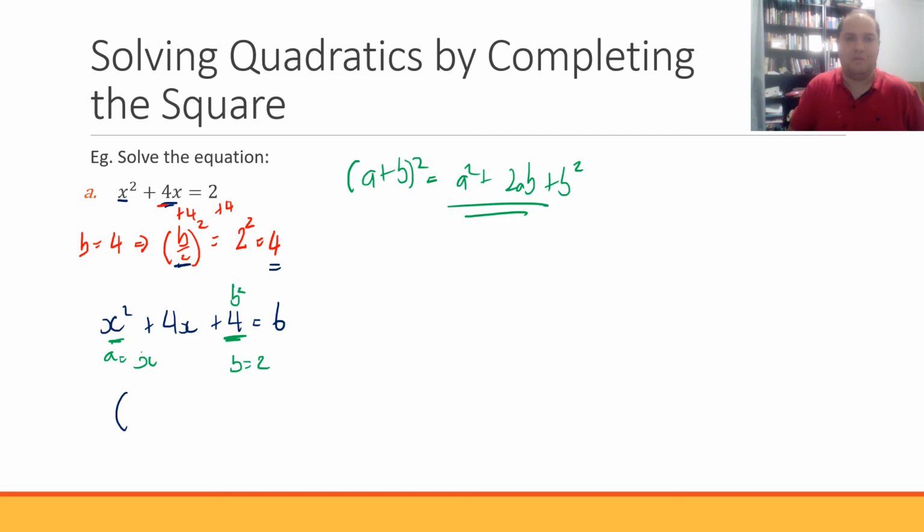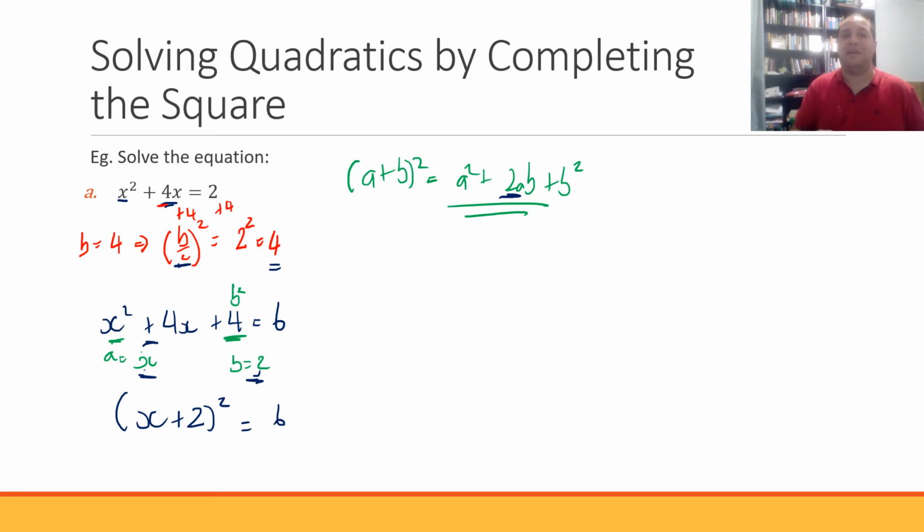And then in the middle, we've got a times x times 2, which is 2x, and then we double it to get 4x. So this rule that we're about to use can only work because we added b over 2 squared to both sides. So when it factorizes, we get x, and we have a plus there, so that'll be a plus, and then a 2 on the end. So x plus 2 squared equals 6.